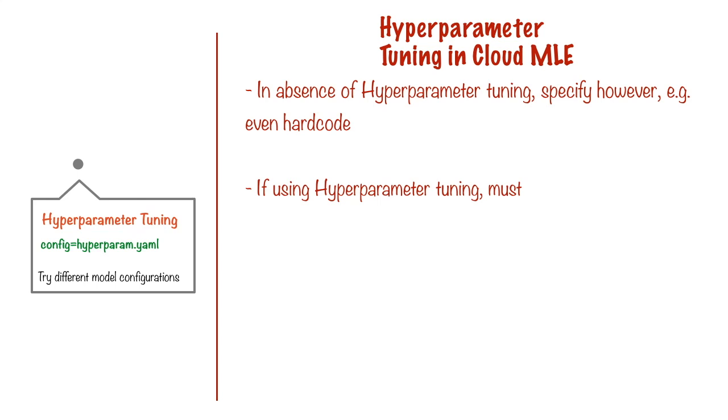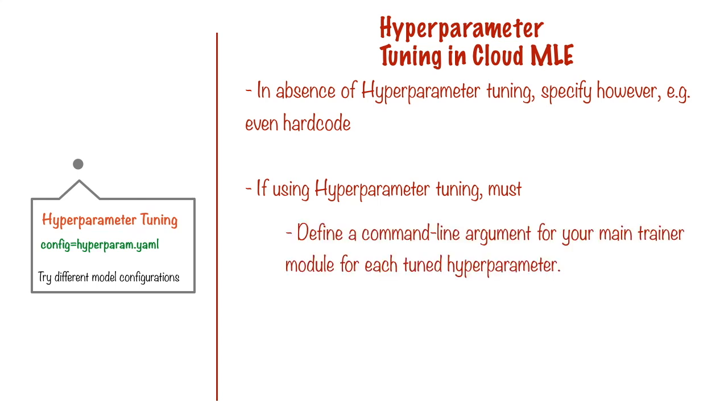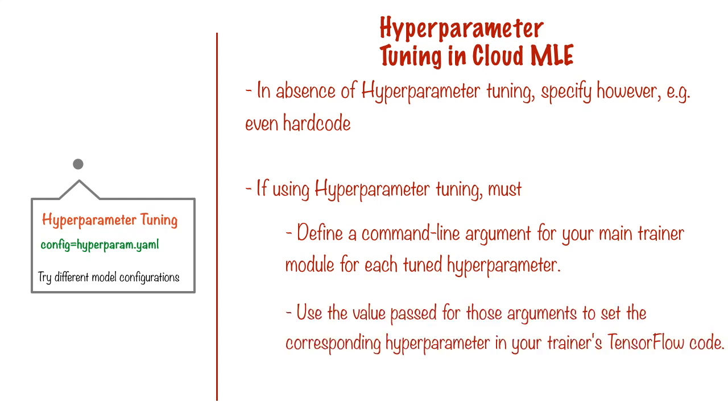However, in order to get the full benefit of hyperparameter tuning, we typically will define command line arguments within our main trainer model for each of the tuned hyperparameters, and we will then assign values to those command line arguments from the YAML file, which is passed in as a config argument. That job, that process of parsing the configuration YAML file and passing the appropriate values to our trainer package, is something that Cloud ML Engine takes care of for us.